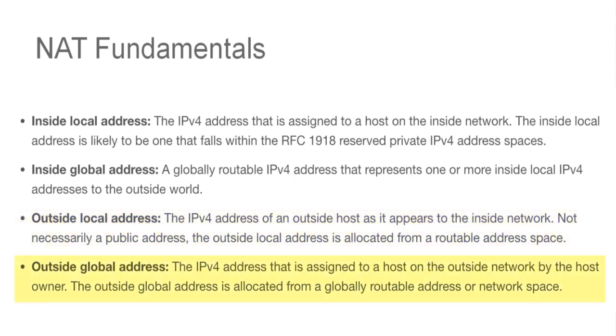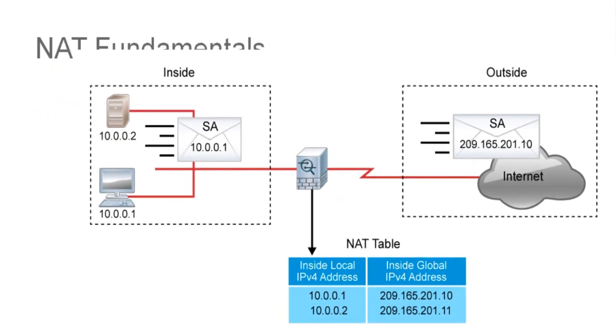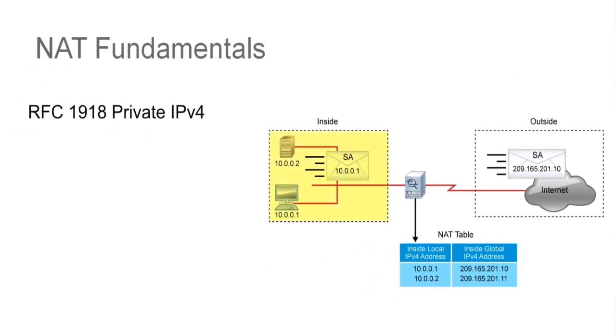And finally, the outside global address is the IPv4 address that's assigned to a host on the outside network by the host owner. The outside global address is allocated from a globally routable address or network space. In this example, the two inside hosts are each allocated a local IP address. 10.0.0.1 is assigned 209.165.201.10, whereas any outbound traffic from 10.0.0.2 will be assigned to 209.165.201.11.